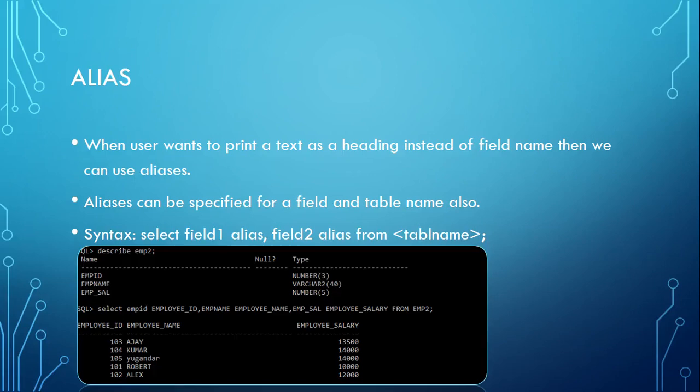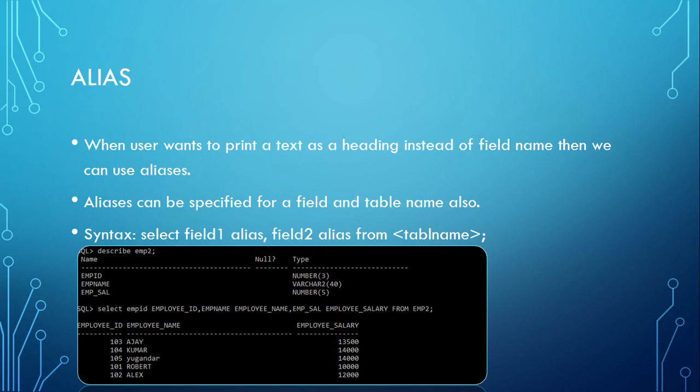Let's see the first important option using a select query. When a user wants to print a text as a heading instead of the field name, then we can use aliases. So this is the one place where we use aliases, and why is the question.